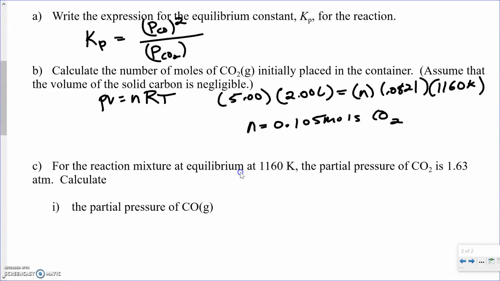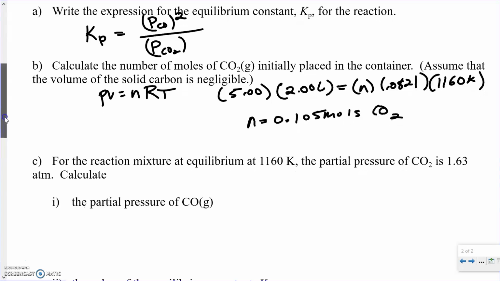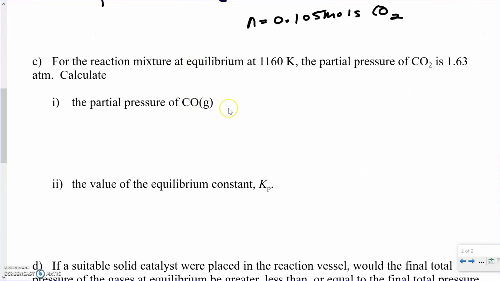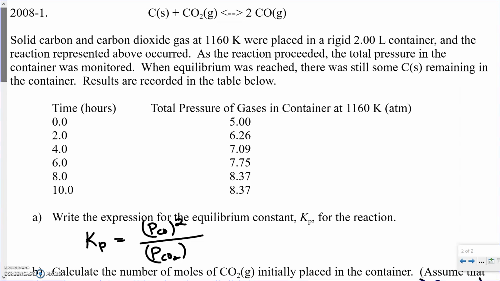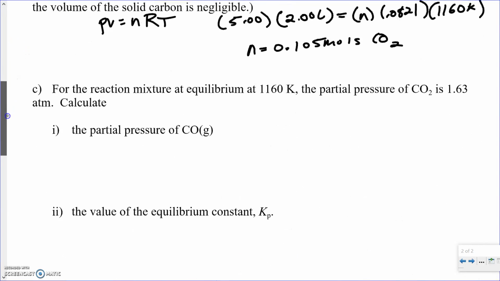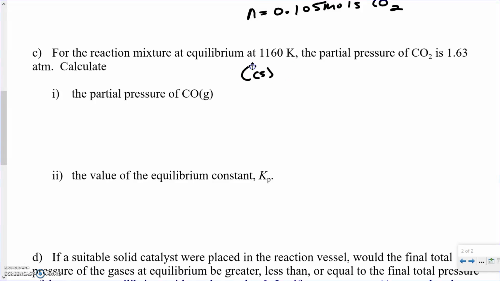For the reaction mixture at equilibrium at 1160 Kelvin, the partial pressure of CO2 is 1.63 atms. Calculate the partial pressure of carbon monoxide. So first and foremost, we have to recognize that this is an equilibrium problem. And if you remember back to equilibrium problems, what was our go-to? How did we solve these problems? Well, we used our ICE table, so we come back up here and grab our reaction. So carbon plus carbon dioxide going to 2 carbon monoxides. We'll transfer that down here. And this is gas. Okay. And we do our ICE table.